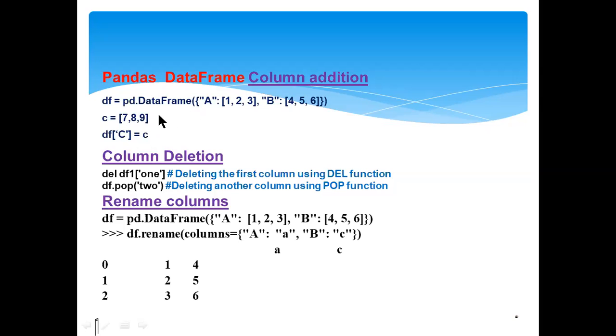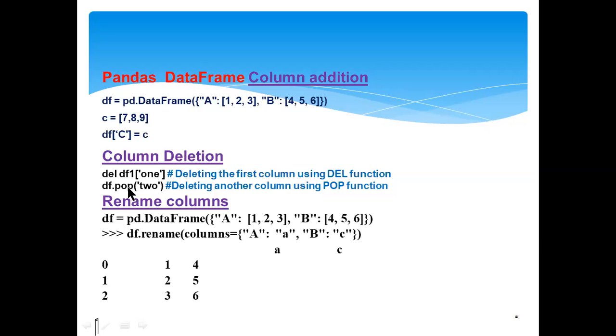It is a mutable data type. Any value you can modify in it, you can add, you can delete. So column deletion you can also do here. How to delete? You have to use the del keyword, the del method. First you have to write del with df1. What is df1? This is your data frame name. One column will be deleted.